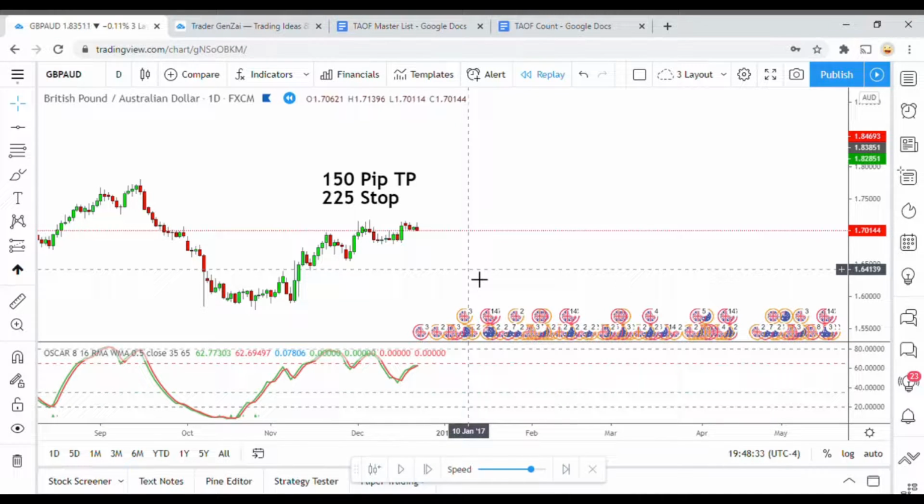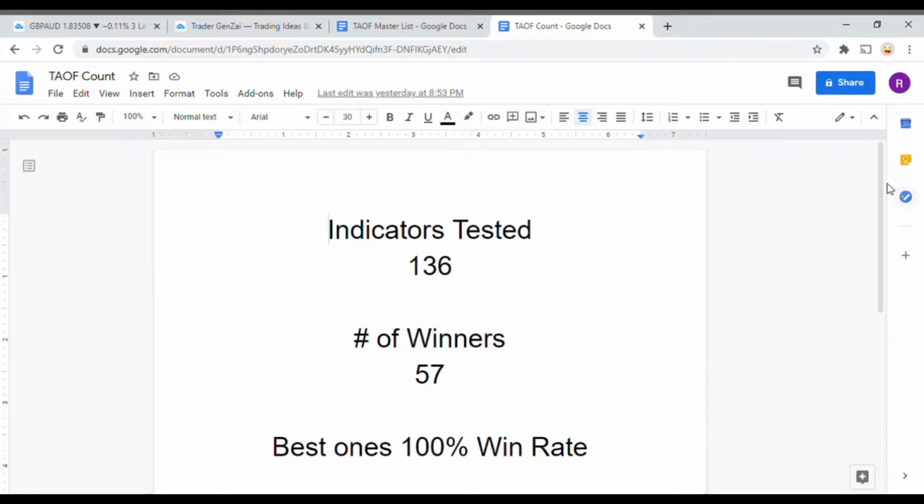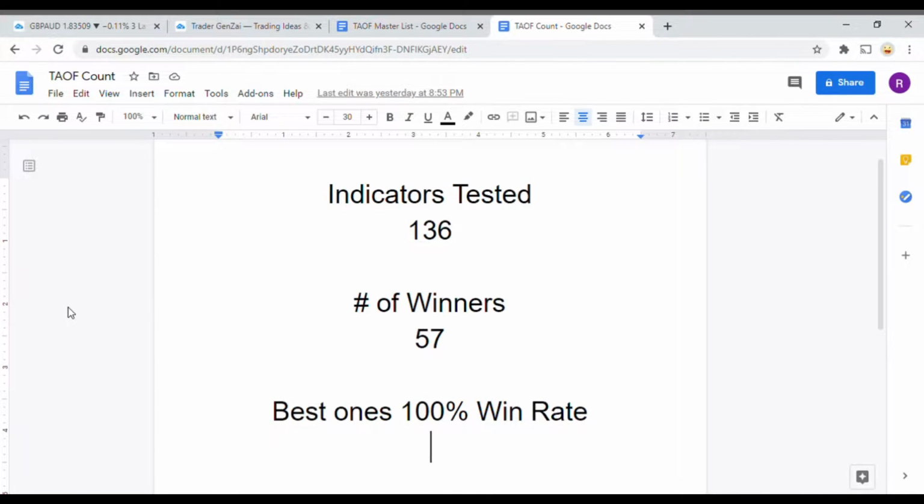All right, as I said, today we will be testing the Oscillator. But before we do, I wanted to put the indicator scoreboard up for everyone to see. So to date, we have tested 136 indicators. And out of those 136 indicators, 57 of them have been winners, which means that they have met or exceeded the 60% win-loss ratio threshold that we have set for them. The best ones so far were able to achieve a 100% win rate.